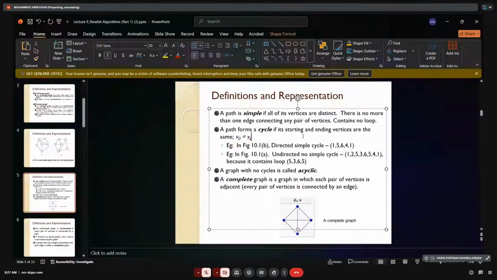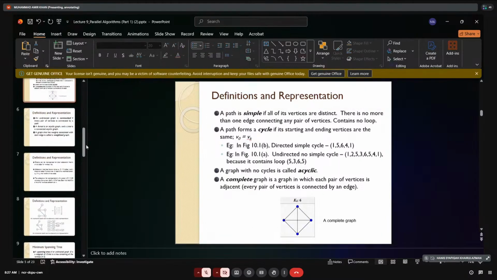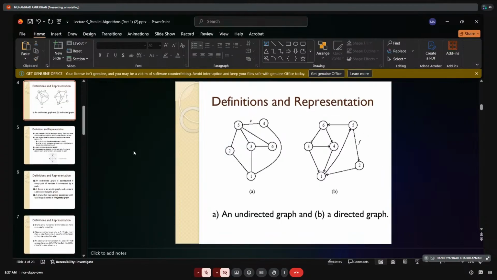Start from 1 to 3, 1, 2, and 3, we call cycle. Okay, we see now in figure 10.1, which is a directed graph, which has a simple cycle. How is it a simple cycle? 1, 5, 6, 4, 1. Now see this graph: 1, 5, 6, 4, 1.